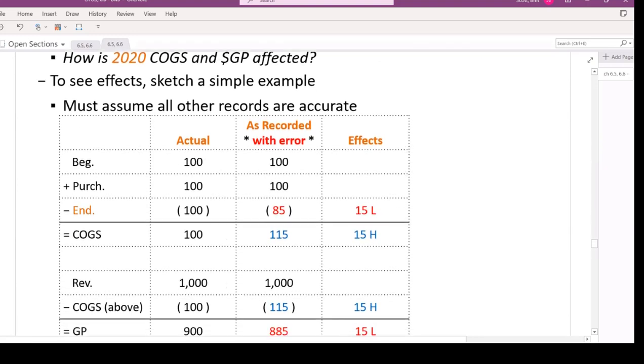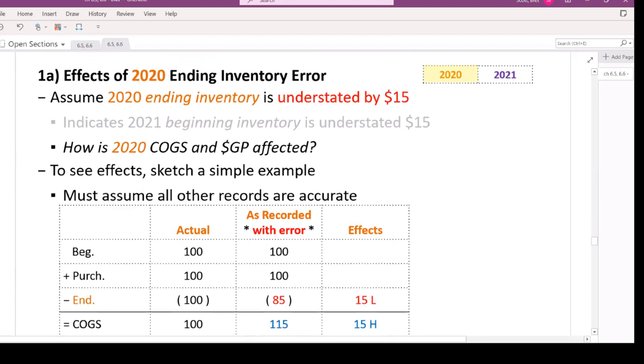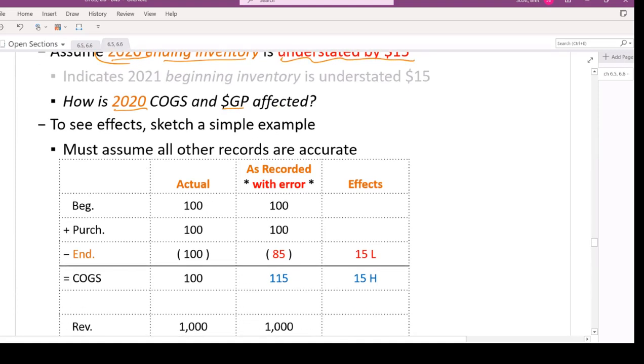Starting on slide number 13 here. So 1A, assume that the 2020 ending inventory is understated by 15. We forgot to count something. So it's understated, it's too low. How will the 2020 cost of goods sold and the gross profit be affected? Okay, let's just focus on one year at a time here.